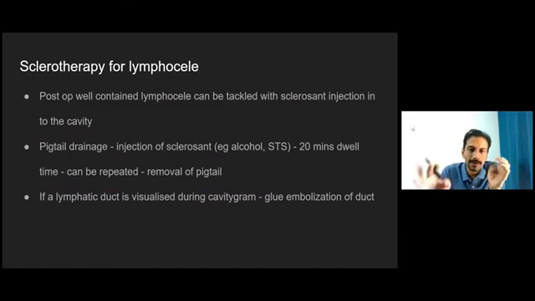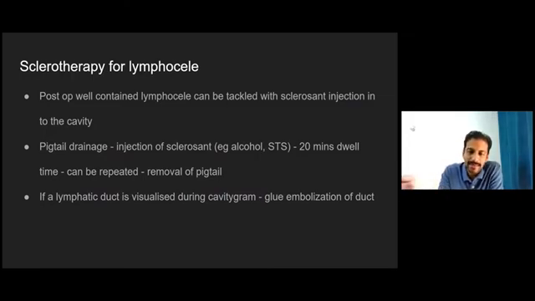So let's start with sclerotherapy for lymphocele. Any post-operative collection can be a lymphocele, which is nothing but a walled-off collection of lymph inside. One of the techniques which can be used to treat this is sclerotherapy. Apart from this, most of them are generally treated with conservative approaches. But if it is not tackled with a conservative approach, sclerosant injection is one way to tackle them.